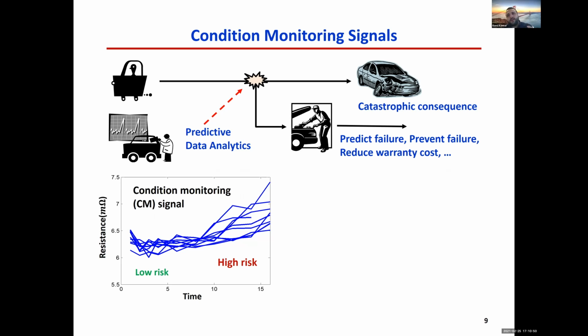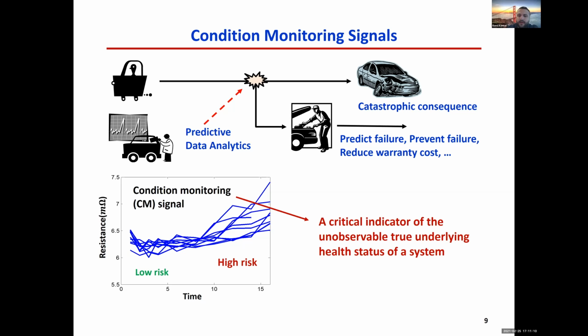Why are they condition monitoring signals? Because they either directly or indirectly reflect the underlying health of a system. For example, if you're monitoring a car battery, you're monitoring its resistance. When the resistance is low, there is a low probability that this car will have a failure soon. But when the resistance of the car battery increases, then the health of the battery is compromised. So indeed, condition monitoring signals are an indicator of the underlying health of that specific system.